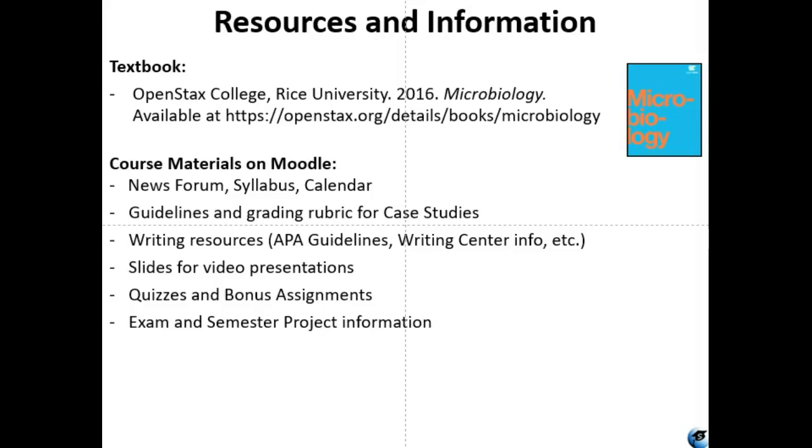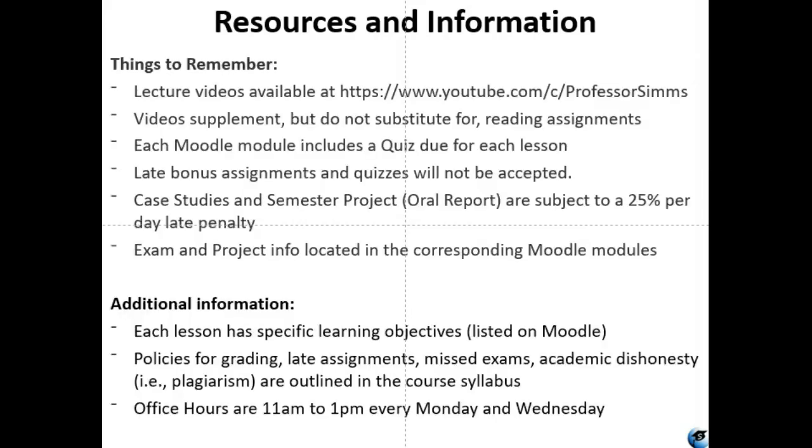The guidelines and the grading rubric for your writing assignments are on the course materials module in Moodle. All of your writing resources, including APA writing guidelines, how to get in touch with the Writing Center on campus. The slides that are corresponding to these videos are going to be in Moodle, and of course your quizzes, assignments. So if you are not already familiar with the Moodle site for this course, you're going to want to get familiar with it quickly, and make sure that your student email address is functioning so that you will be able to receive emails and updates from me periodically.